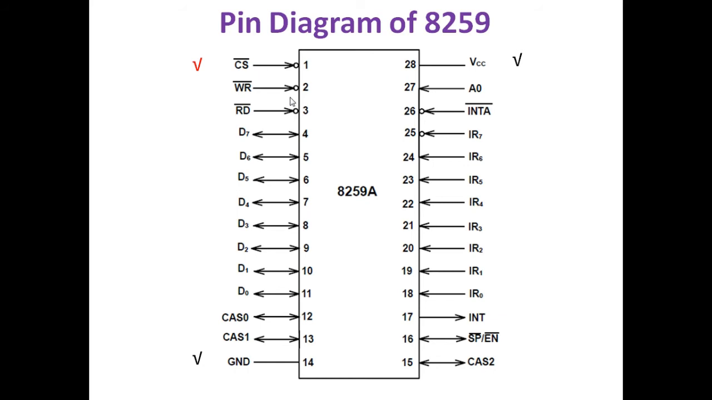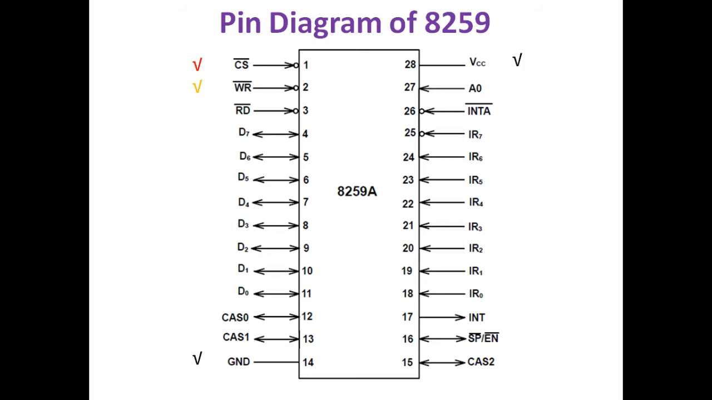Then next pins are WR bar. This WR bar pin is write bar signal. This write bar signal is used to send the control word format to 8259 IC and to set the particular ISR address into 8259 IC.